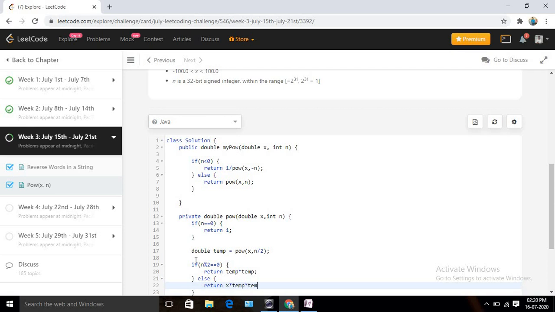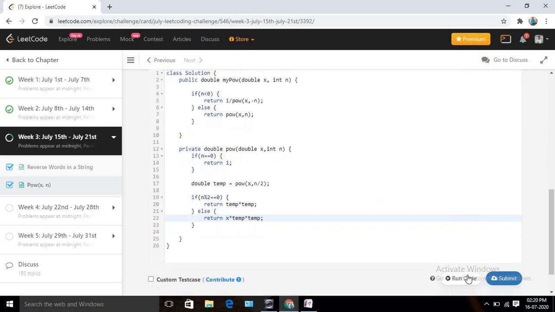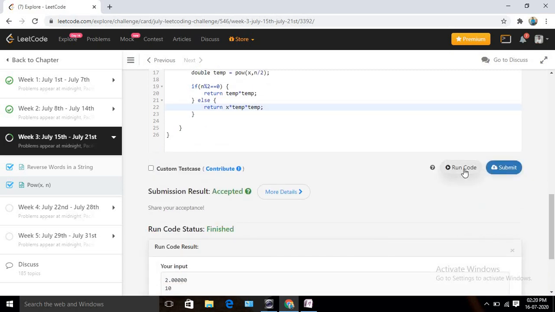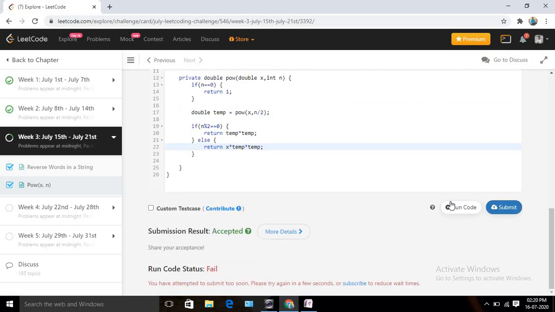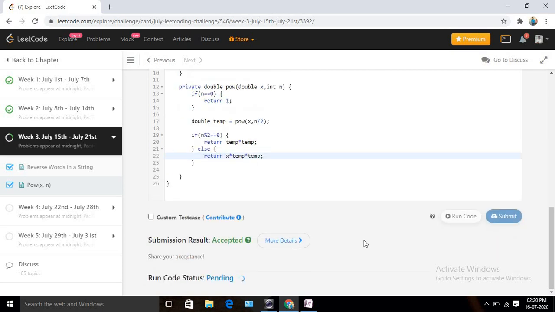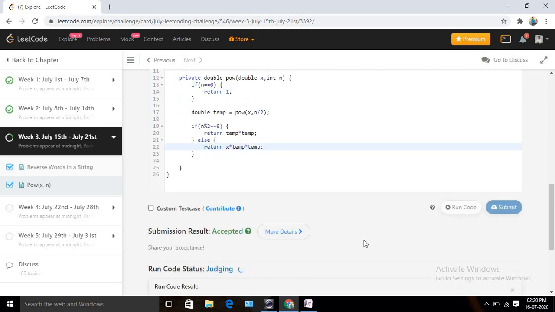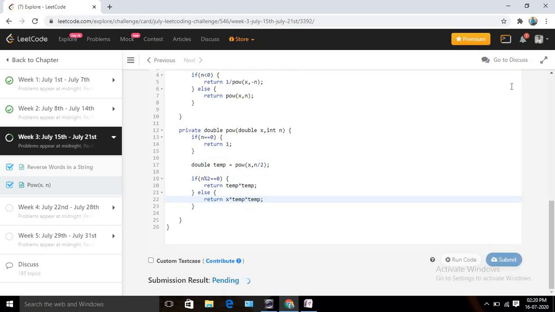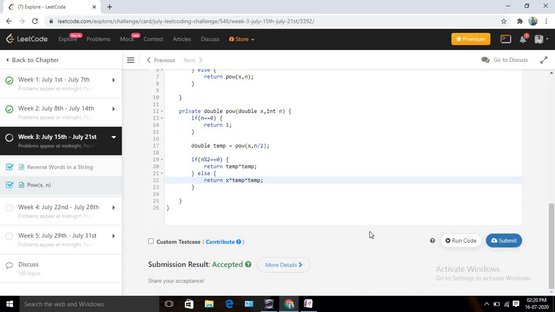That's pretty much it, I think. Let's run the code and check whether it's compiling or not. Yeah, I think it's giving me the expected answer. Let's submit it also and check. Yeah, our solution is accepted.